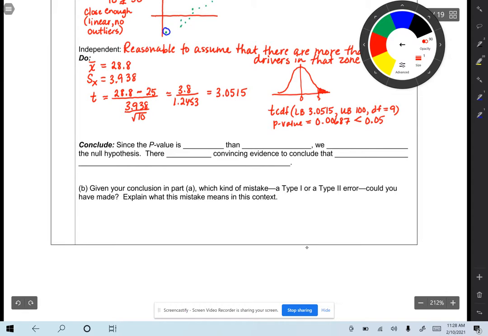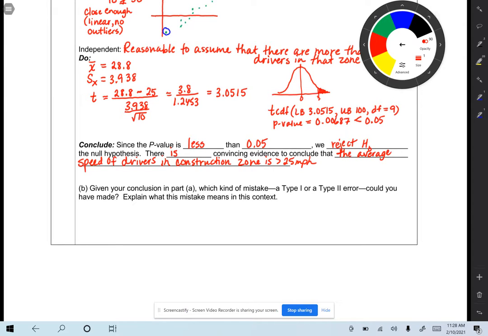Since our p-value is less than 0.05, we reject the null hypothesis. There is convincing evidence to conclude that the average speed of drivers in that construction zone is greater than 25 miles per hour.